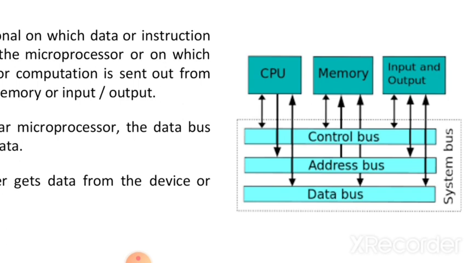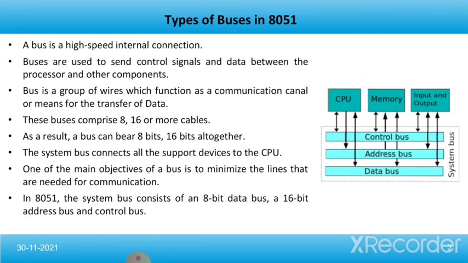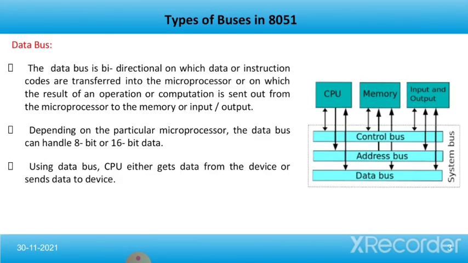That means it is bidirectional, meaning you can send the data from system bus to CPU or from CPU to system bus. Here the data are transferred into the microprocessor or CPU, and the result of an operation is sent out from the microprocessor to the memory or input output. Depending on the particular microprocessor, the data bus can handle 8-bit or 16-bit data. Using data bus, CPU either gets data from the device or sends data to the device.